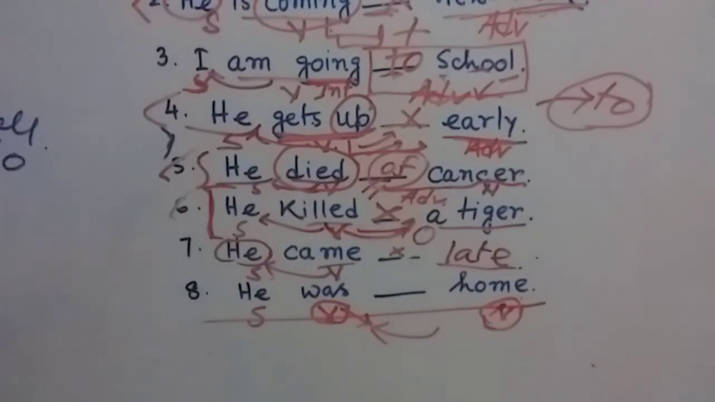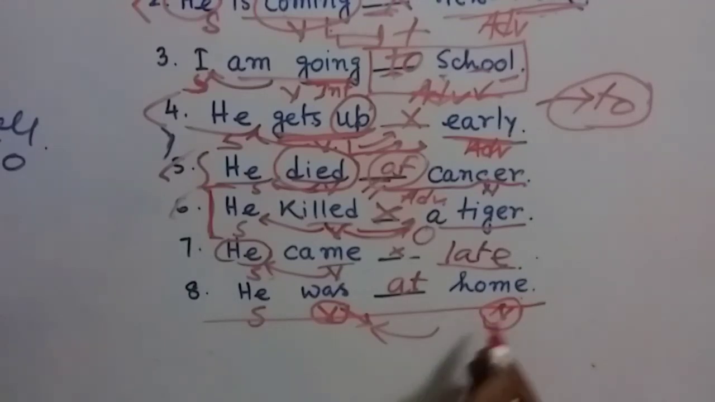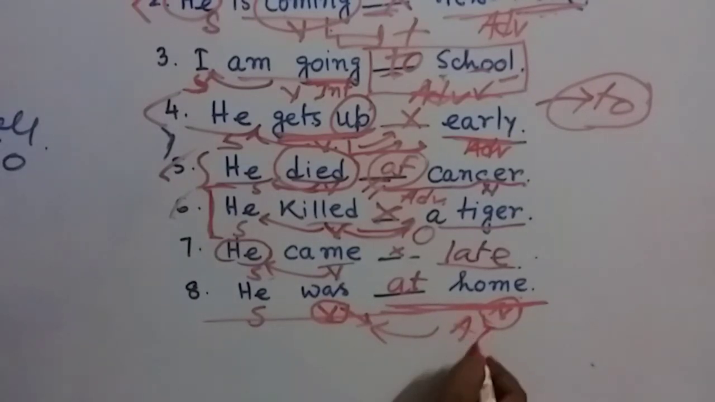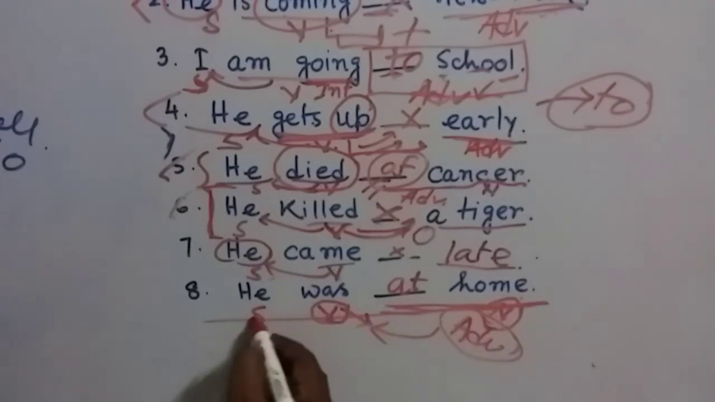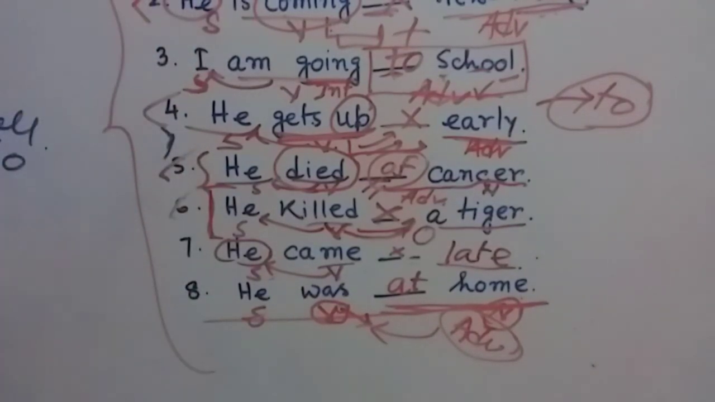And before the noun, for linking these words, obviously we have to use a preposition, and after that this prepositional phrase will act as an adverb. So here we have to use: he was at home. My dear friends, this was the usage of preposition. My dear friends, I think it's clear when to use a preposition.